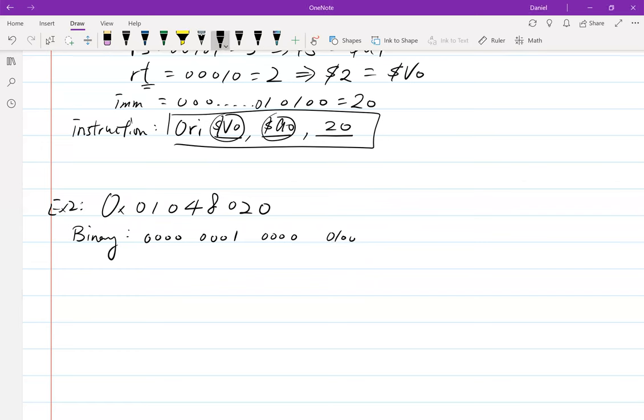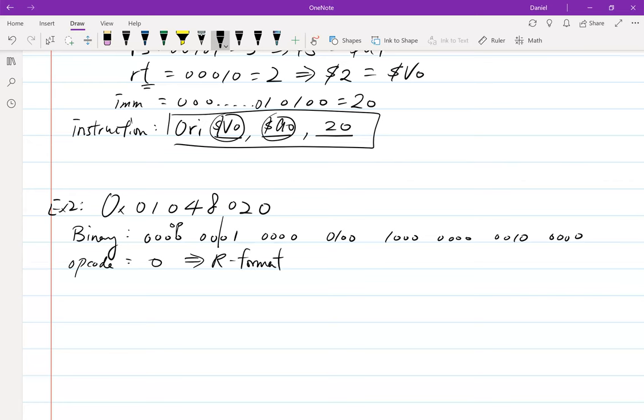4, right? So 0100 and 1000, 0000, 0010, 0000. Okay, so let's double check: 01048020. So many zeros, right? Okay, so what is the opcode? Because the first thing to do is to find the opcode, right? Opcode equals zero. What does it tell you? When opcode is zero, automatic R format, right?